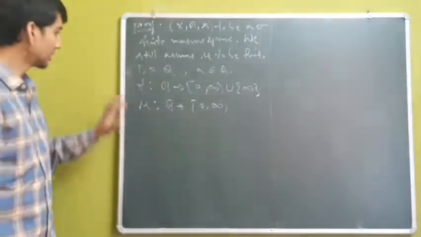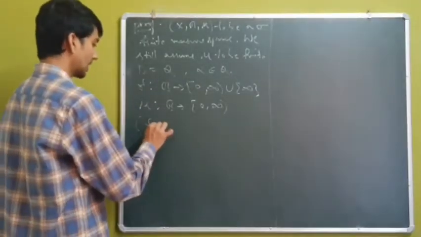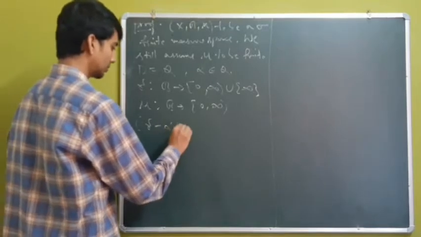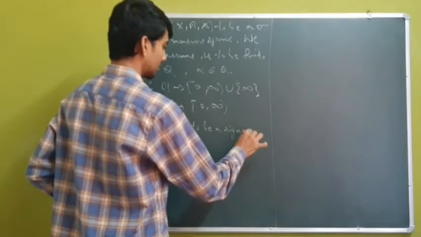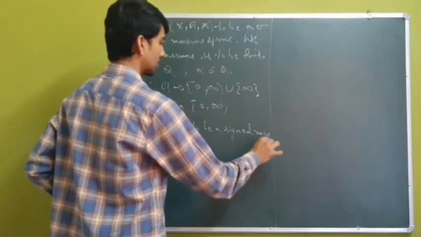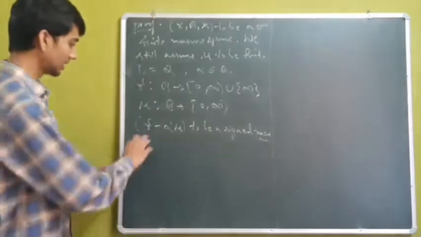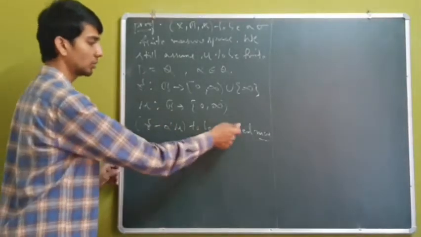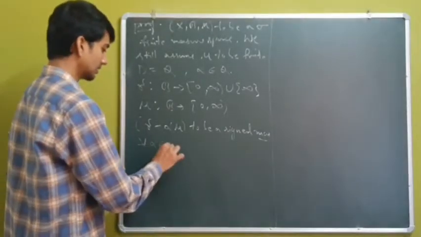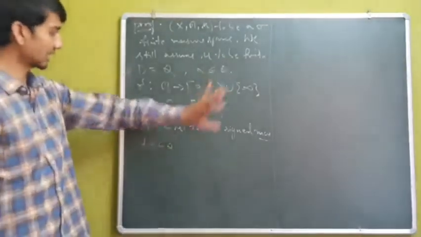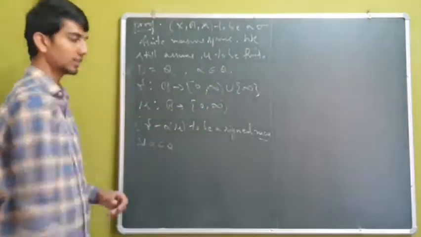So considering the maps gamma and mu to be so, we clearly have gamma minus alpha times mu to be a signed measure. So having gamma and mu to be such maps, we have clearly gamma minus alpha times mu to be a signed measure for each alpha in rationals. So alpha is in rationals now. So for each rational alpha, I have this to be a signed measure.